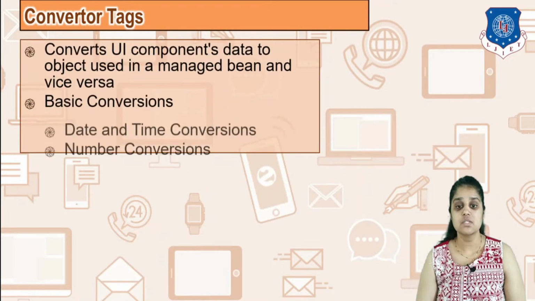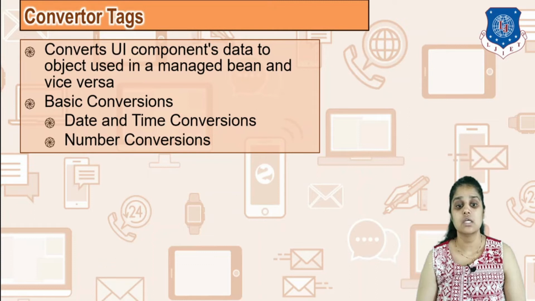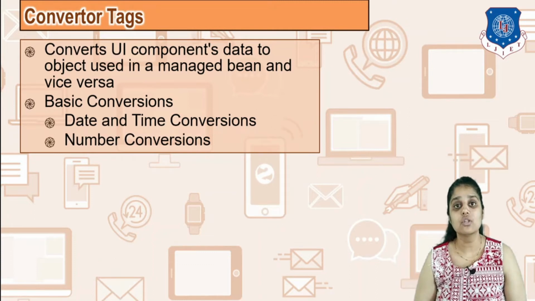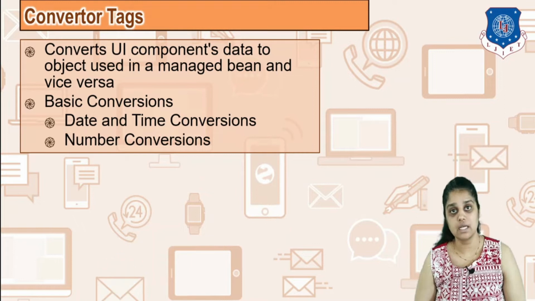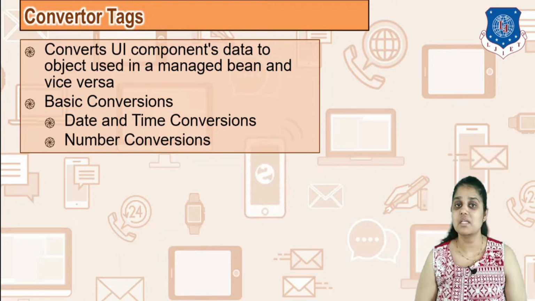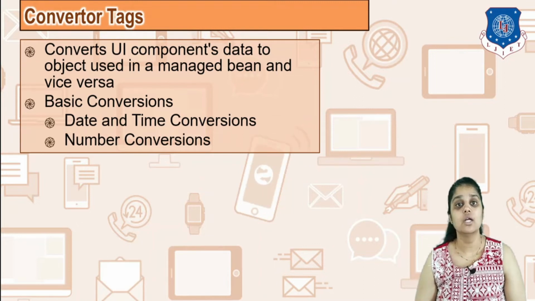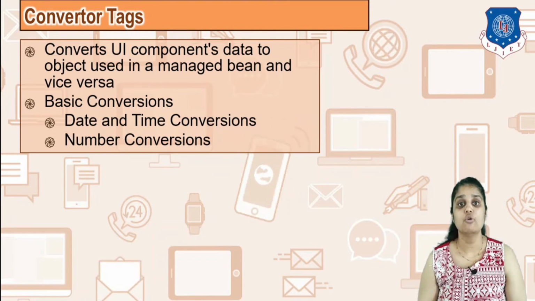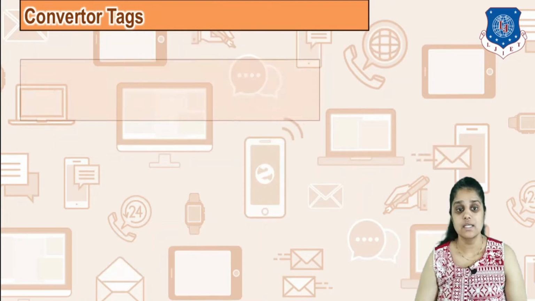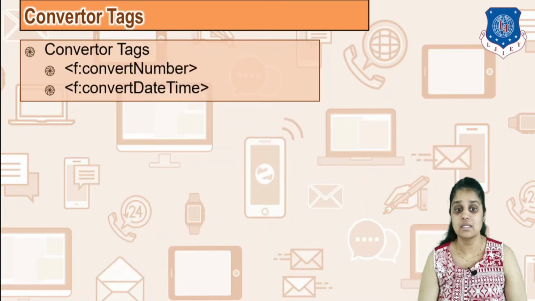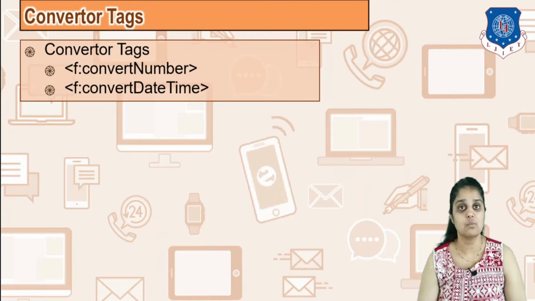The converter name suggests that it is used to manage and store the data in a managed bean inside a database, and it helps you to do some basic conversions, like converting date and time. It helps you to convert numbers in different formats, you can say decimal, you can say float. So all these various converter tags are going to help you to do this. The next is we are going to see the tags, namely f:convertNumber and f:convertDateTime, which are going to help you to convert number formats and date time respectively.